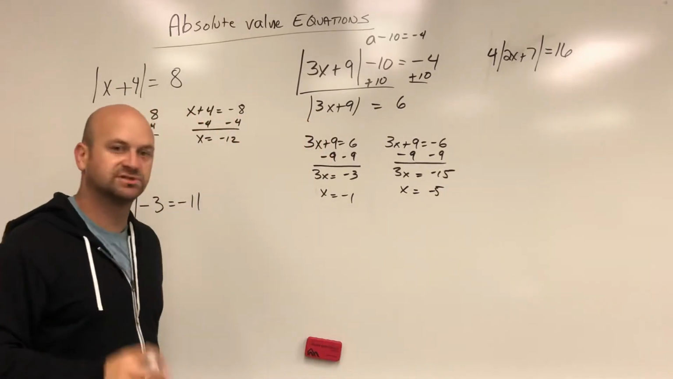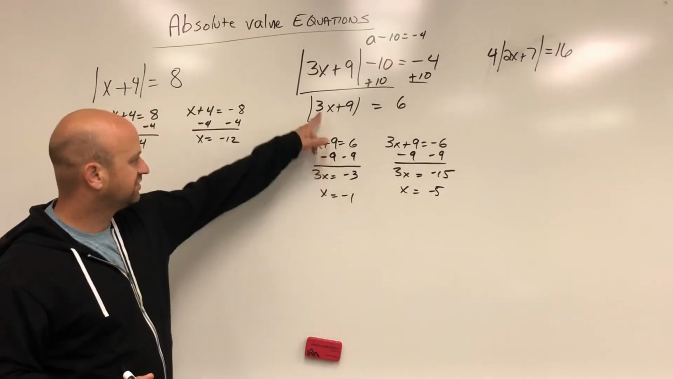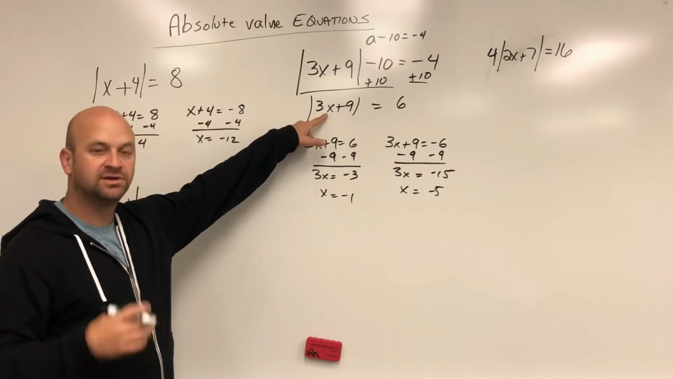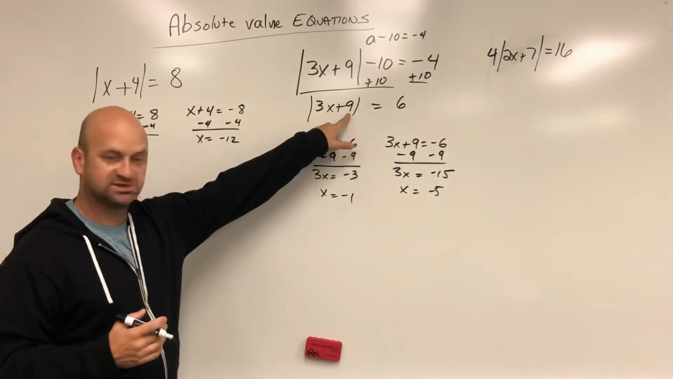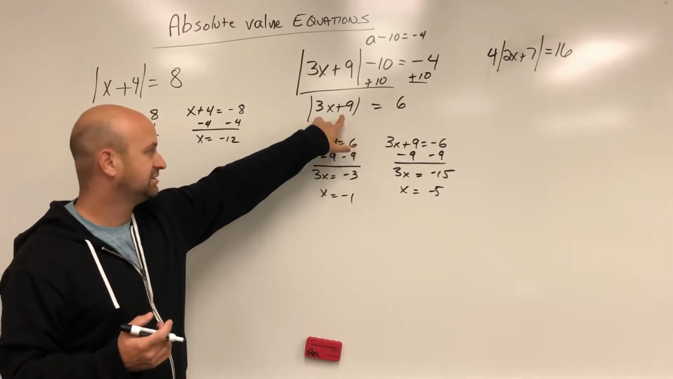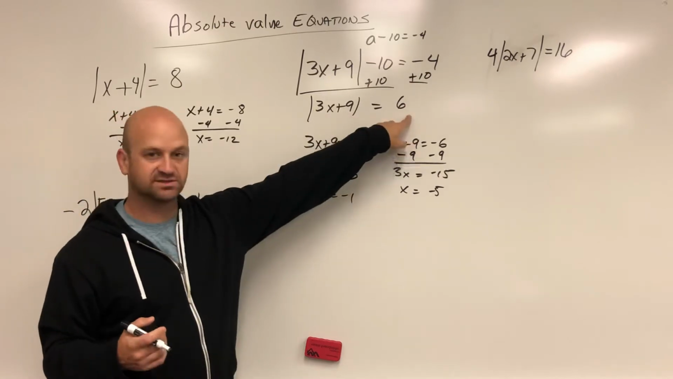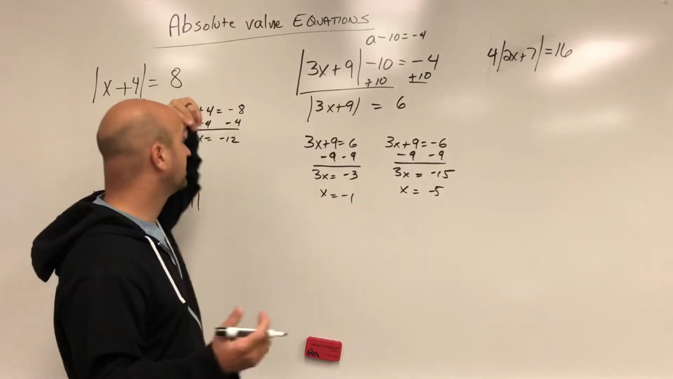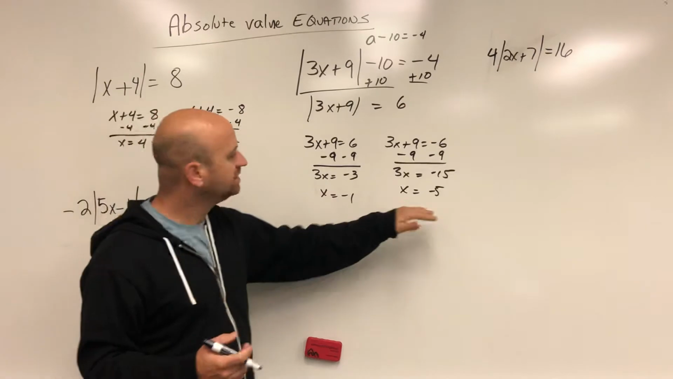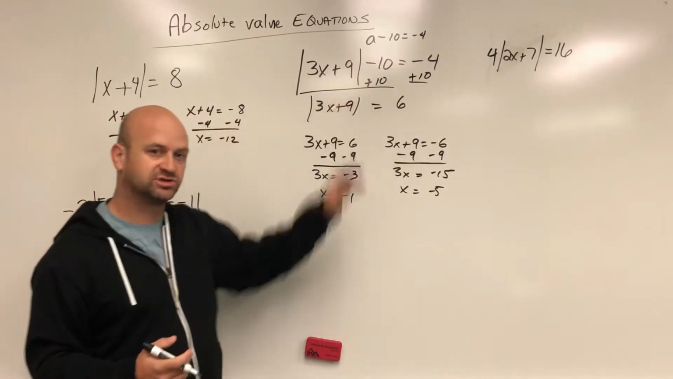So let's plug our answers in and double check. Negative 1: 3 times negative 1 is negative 3, plus 9 is 6. The absolute value of 6 would be 6, so that would make sense. All right, so when you're done with your answers, make sure that you plug them in.